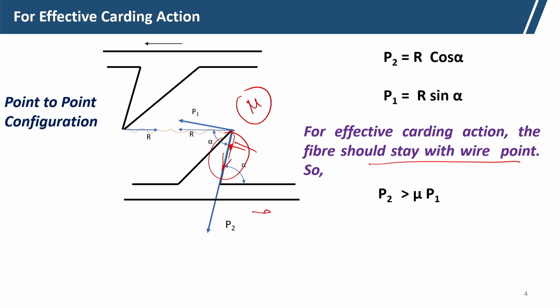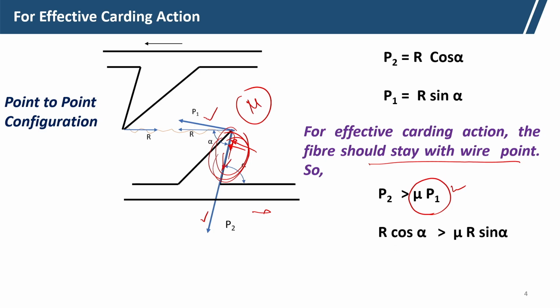P1 acts as the normal force, so mu P1 is the frictional force. P2 should be more than the frictional force, then the fiber will stay on the wear point for proper carding action. If P2 is less, that means the holding power of this wear point is less, so the fiber will simply slip out of the wear point. So, that is the basic condition.